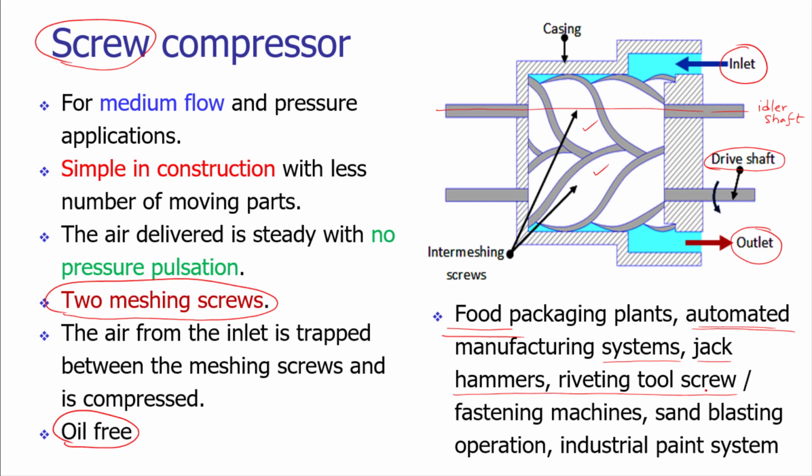So you might have seen a lot of pneumatic tools are utilized for the fastening operation. The automobile screw fastening operations are done by the compressed air. The screw compressors are also utilized for sandblasting operation, and they are widely used in the industrial paint systems. For painting operations as well, we need the compressed air, and the screw compressors are providing the same.